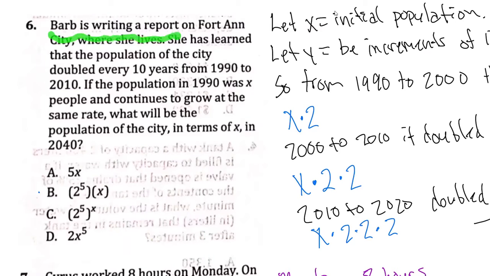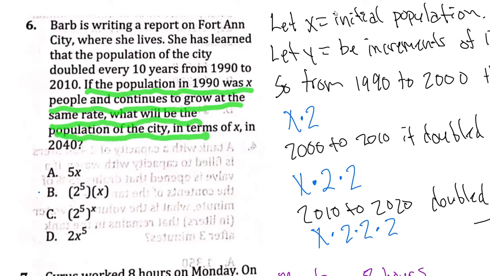Barb is writing a report on Fort Anne City. Where she lives, she has learned that the population of the city doubled every 10 years from 1990 to 2010. If the population in 1990 was X people and continues to grow at the same rate, what will be the population of the city in terms of X in 2040?